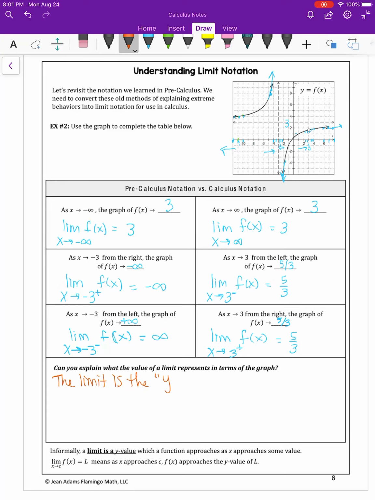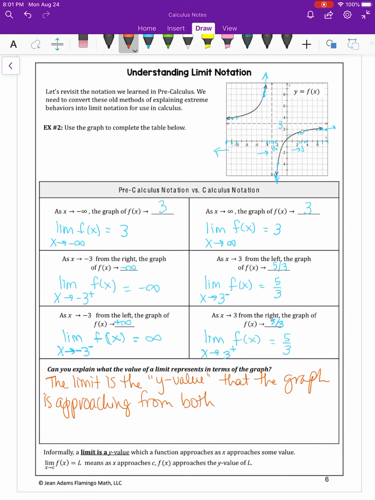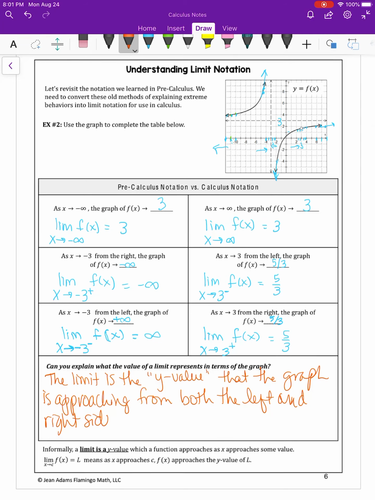The limit is the y value that the graph is approaching from both the left and right sides of the target value x equals c.